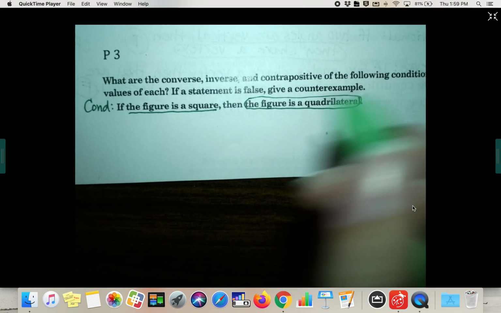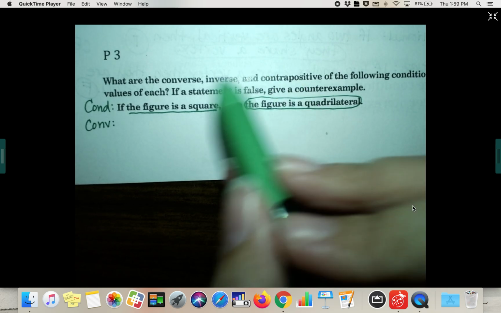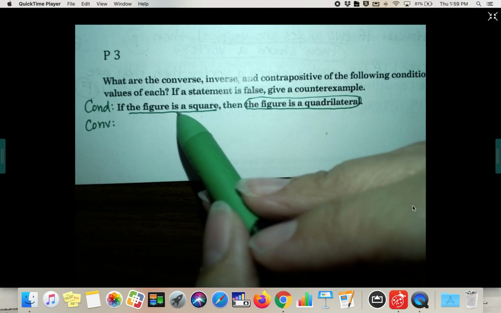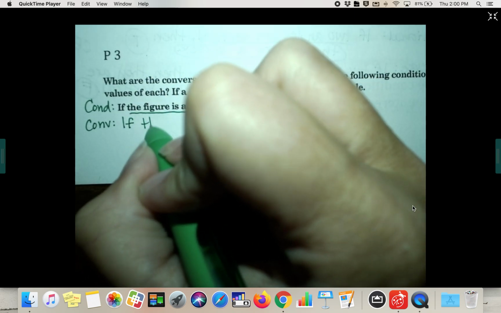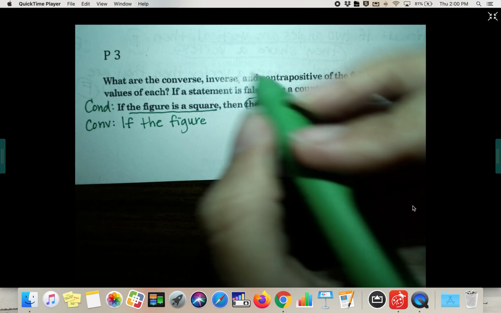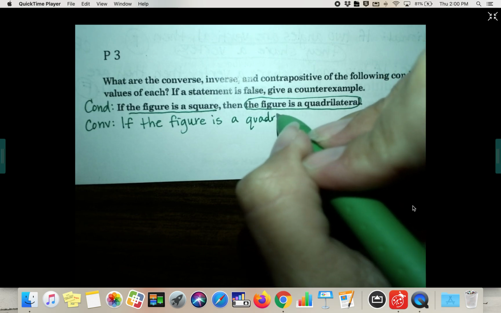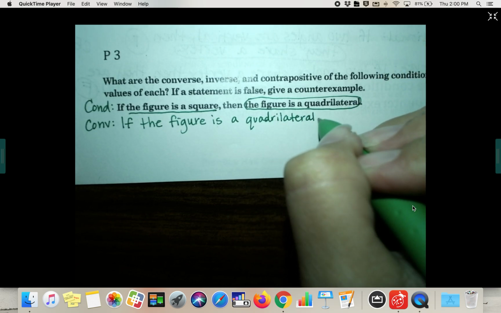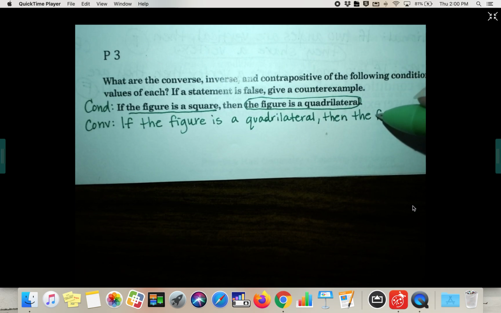All right, let's go ahead and start with the converse of that. So the converse is when you just flip them, and if Q, then P. So here we go. If the figure is a quadrilateral, then the figure is a square.